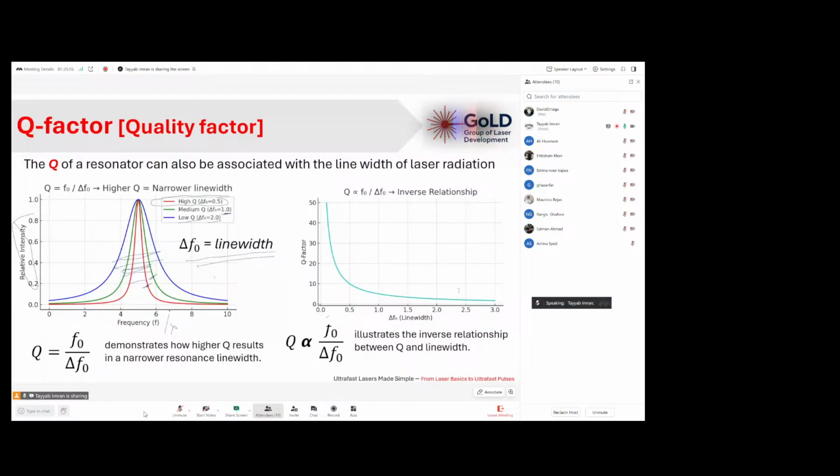On the right side, what you see here is a similar kind of equation, but here I'm using the proportionality sign. This f naught is actually cancelling from here. So here is the line width and here the quality factor. What is the effect of the quality factor on the line width? The line width is inversely proportional to the quality factor.